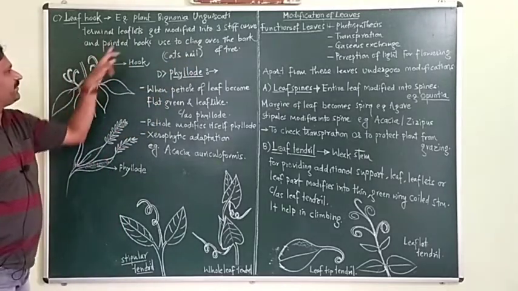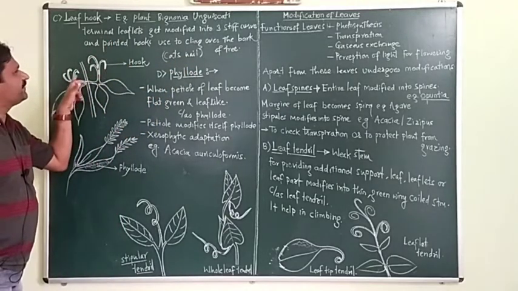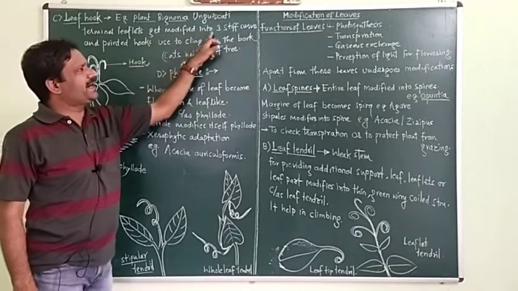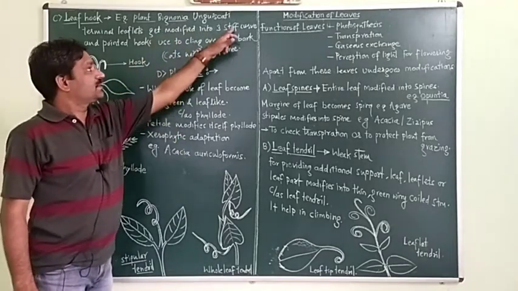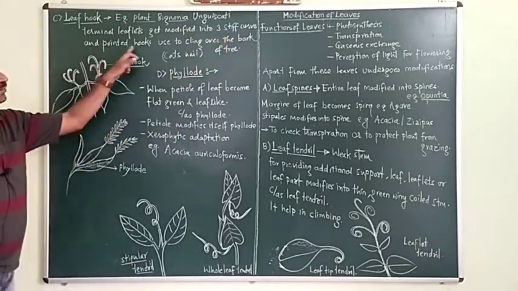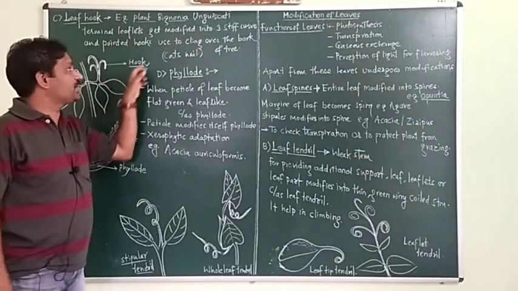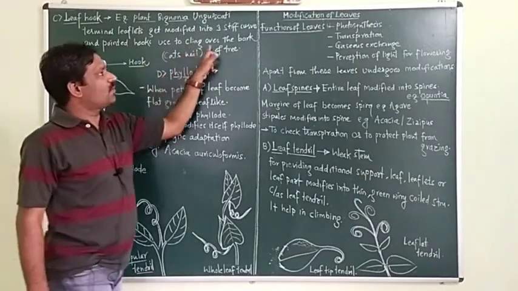The terminal leaflets get modified into three stiff, curved and pointed hooks, and these hooks are used to cling over the bark.